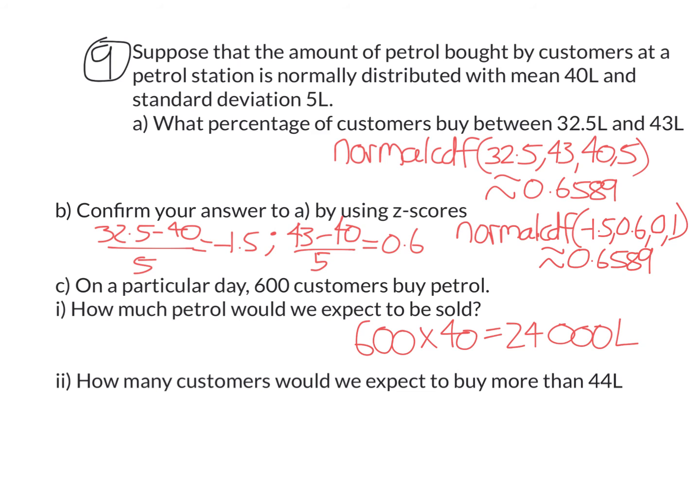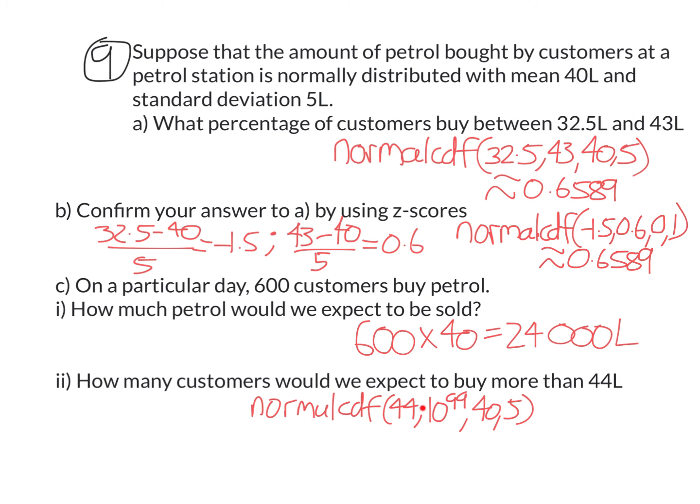First, we have to find the probability that a customer buys more than 44 litres. So once again, this will correspond to 0.8 standard deviations. It's not a whole number z-score, so we're going to need our graphics calculator. So we want to be more than 44 litres. So 44 is our lower limit.